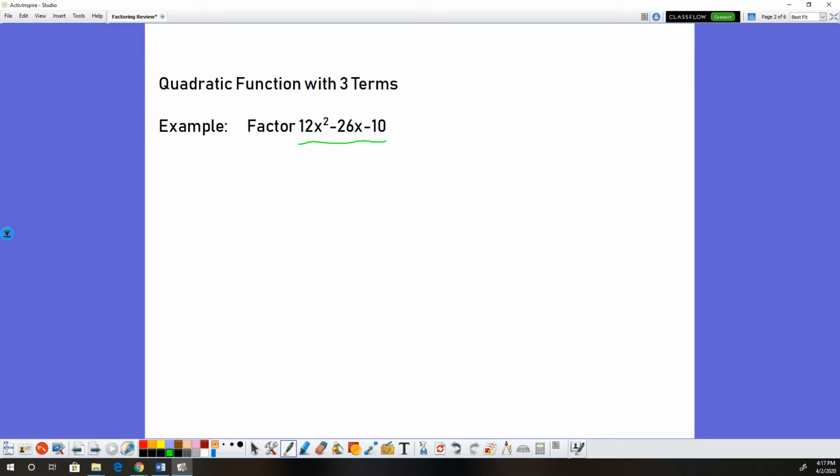When I'm looking at this, the first thing I want to do is pull out a GCF, just like before. I notice that I can pull a 2 out of the 12, the 26, and the 10. So I'm going to pull out a 2. This 10 at the end does not have an x, so I can't pull out a variable. So I think a 2 is all I can pull out. So 12 divided by 2 is 6x squared minus 13x minus 5. Now I want to look at what's here in parentheses. This is just a normal quadratic function with 3 terms.